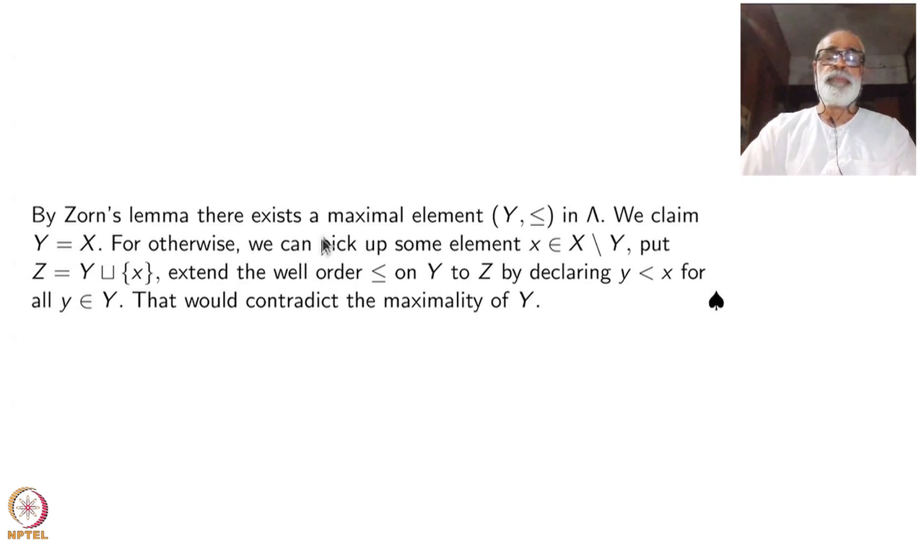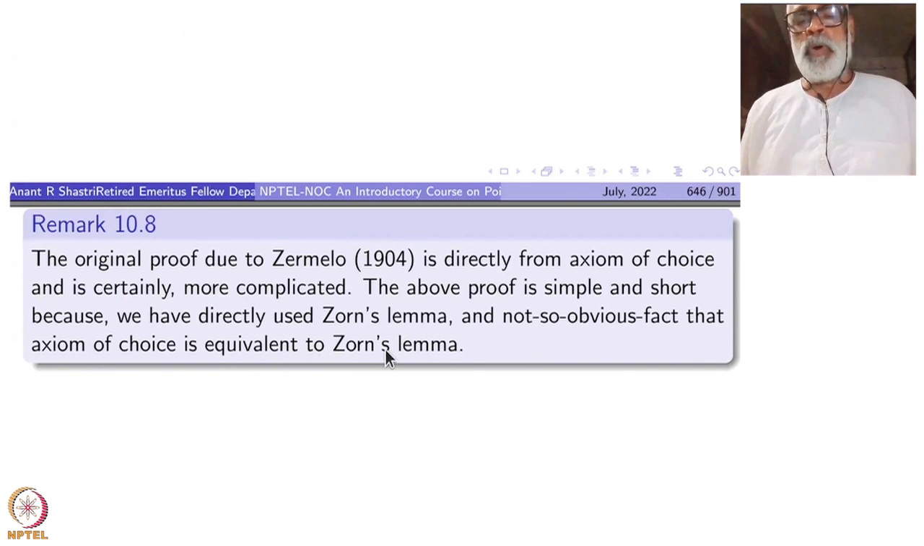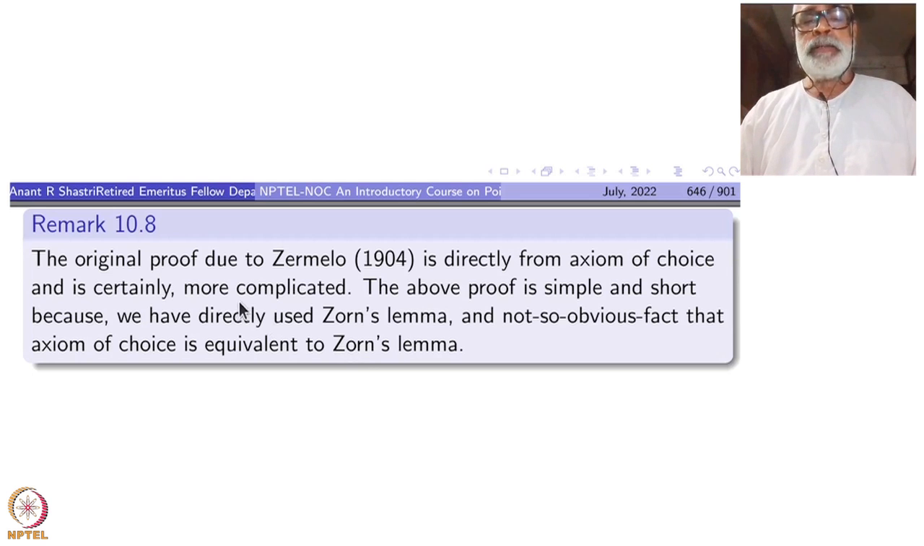So that completes the proof of Zermelo's axiom. Here we have made it a theorem, namely every set can be well ordered. As I told you, the original proof of Zermelo, which was proved in 1904, more than 100 years, no? 120 years, is directly from the axiom of choice and is certainly more complicated. The above proof is simple and short because we have directly used Zorn's lemma and the not so obvious fact that the axiom of choice is equivalent to Zorn's lemma. If you try to prove Zorn's lemma using the axiom of choice, that will again be a horrendous task. So we have avoided that one.